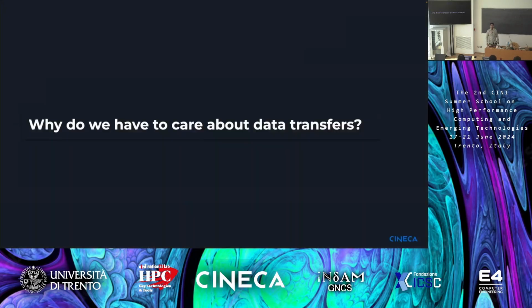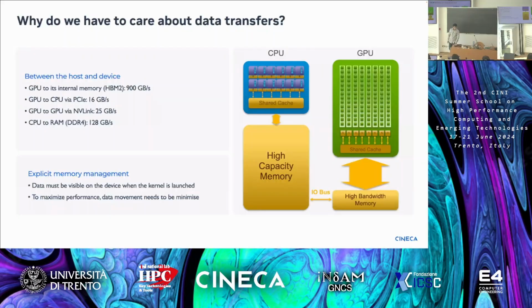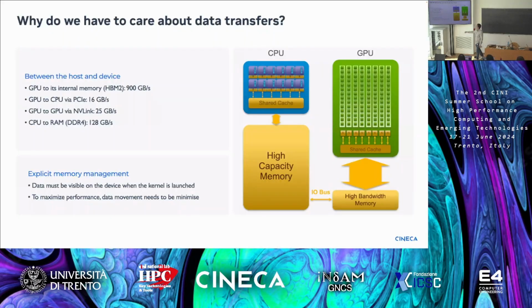Okay, why do you care about data transfer? I already gave you a hint. The point is that you are really working on two different hardware. So you see the GPU internal memory is 900 gigabytes per second. So in this heterogeneous computing, where is the weakest point? It is basically the connection between CPU and GPU.